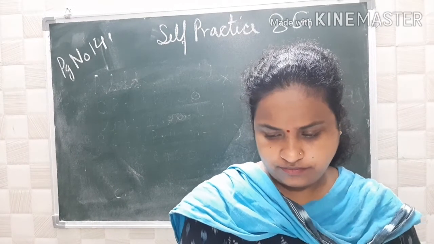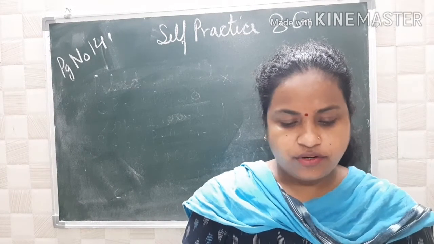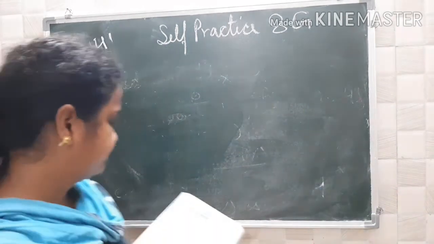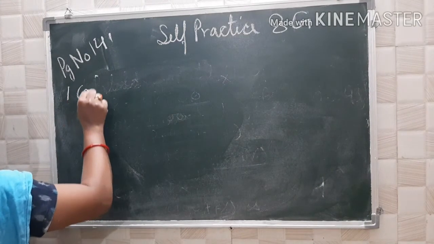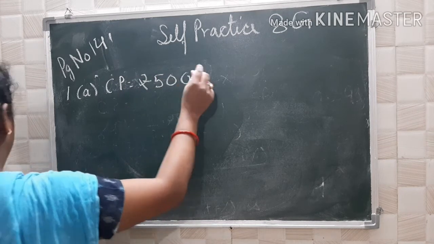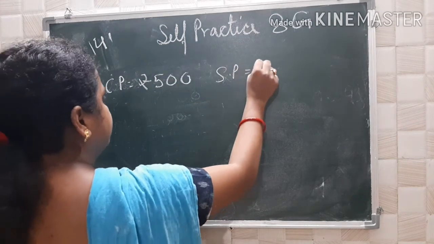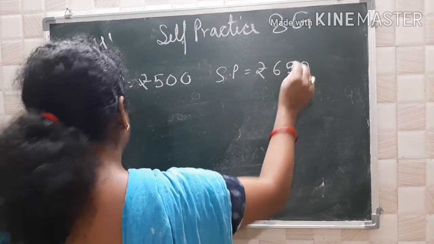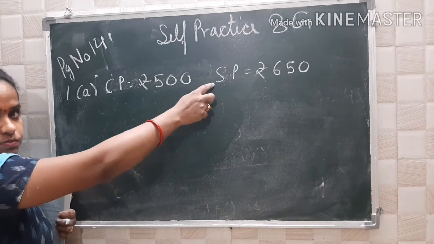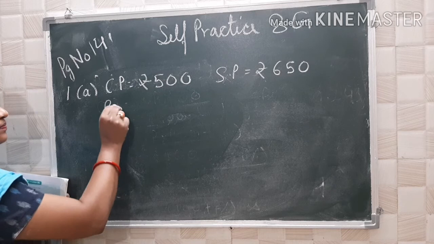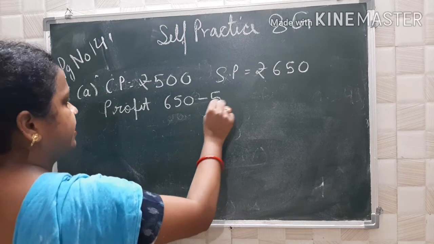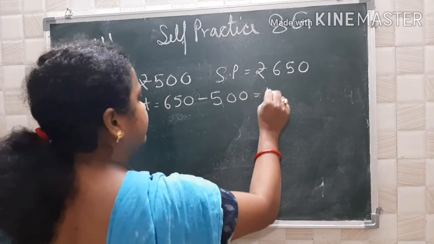8G. Now find the profit or loss percent. First question, you have to find profit or loss percent. So first A, CP is equal to rupees 500 and SP is equal to rupees 650. Okay, so here you have to find profit or loss percent. So here SP is more, that will be profit. So how much? 650 minus 500, that is equal to 150.